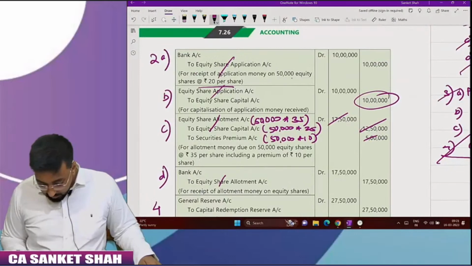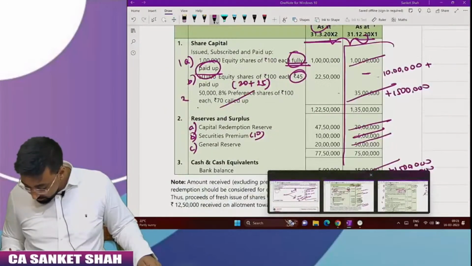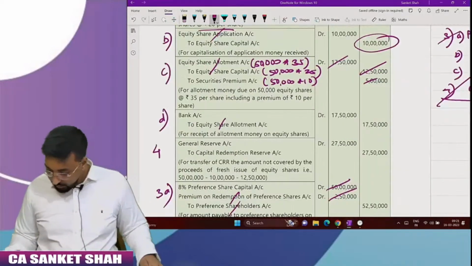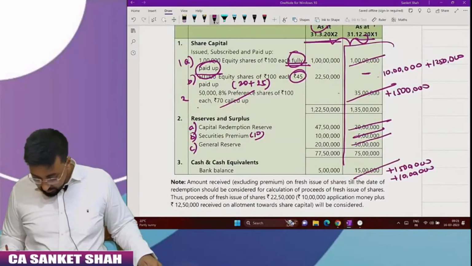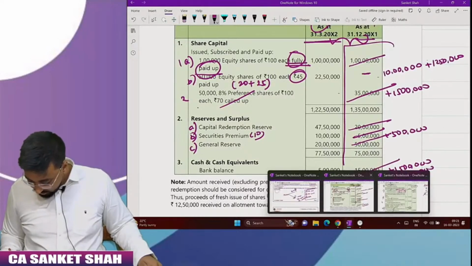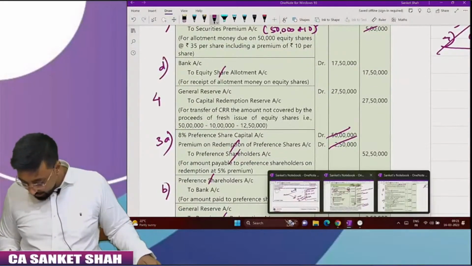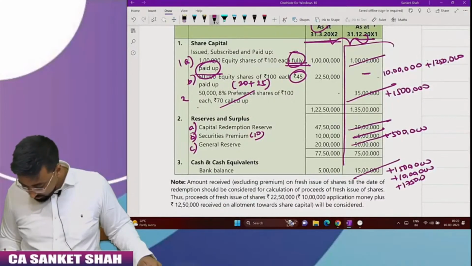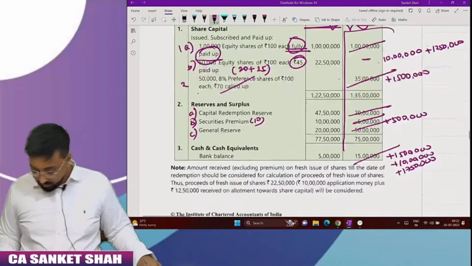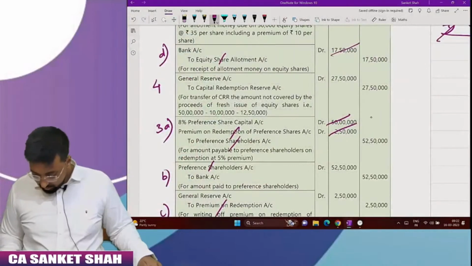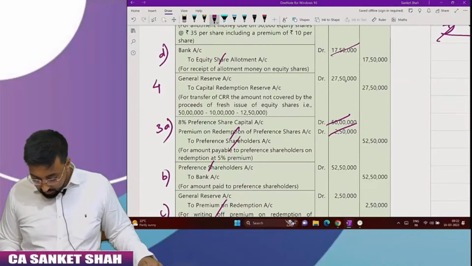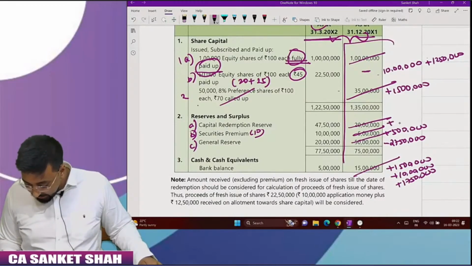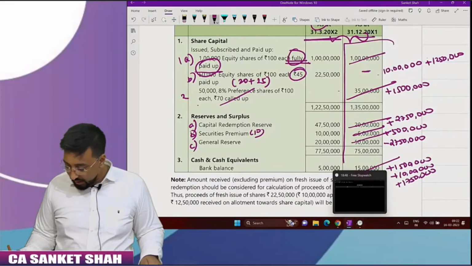नेक्स्ट, फिर इक्विटी शेयर अलॉटमेंट, ओके 12,50,000. इक्विटी शेयर कैपिटल में बढ़ाया एंड सिक्योरिटी प्रीमियम 5 लाख, सिक्योरिटी प्रीमियम में प्लस 5 लाख किया. बैंक में कितना बढ़ाया? 17,50,000. बैंक में बढ़ाया 17,50,000. जनरल रिजर्व अकाउंट को डेबिट दिया 27,50,000, डेबिट मीन माइनस किया, जनरल रिजर्व को माइनस किया 27,50,000 इन द लास्ट ईयर एंड सीआरआर में ऐड किया 27,50,000. सो दिस इज द एंट्री.